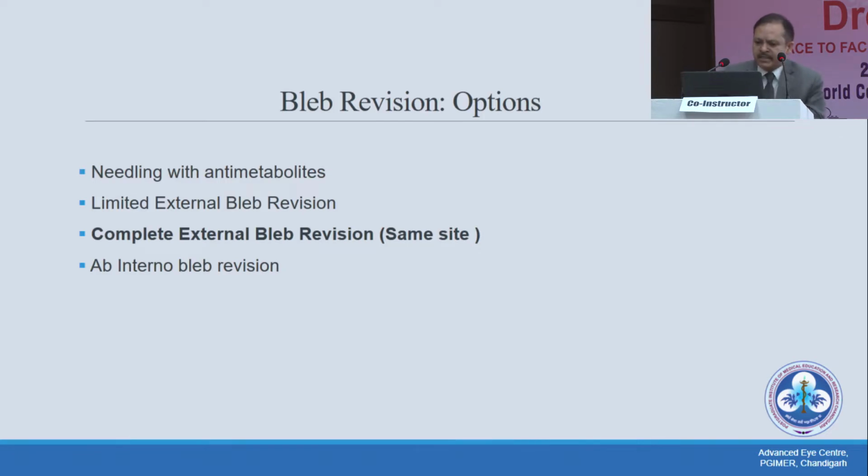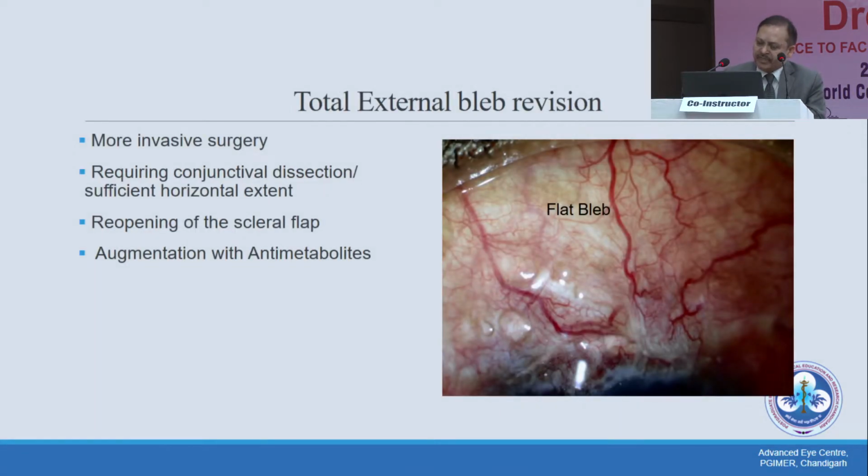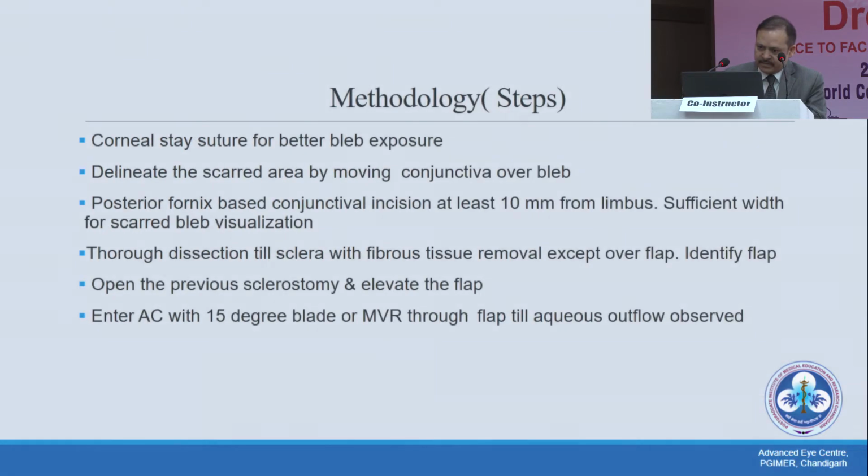So complete external revision from the same site is a more invasive surgery. It requires conjunctival dissection to a sufficient horizontal extent, at least 8 to 10 millimeter posterior to the limbus, and reopening of the same scleral flap and also augmenting it with antimetabolites. So the methodology is corneal traction sutures, delineate the scarred area by moving the conjunctiva over the Bleph. A posterior fornix-based conjunctival incision is given at least 8 to 10 millimeter from the limbus, and it should be of sufficient horizontal length to expose the whole of the Bleph area.